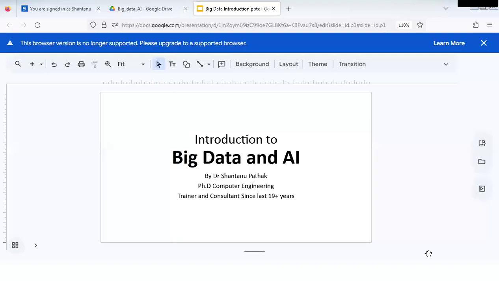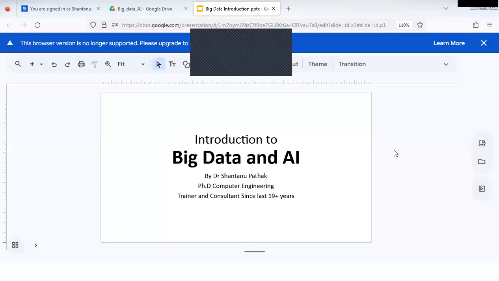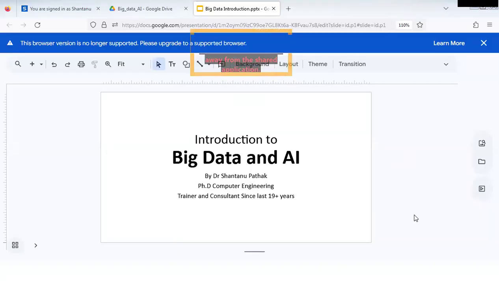Yes. So today we will be discussing big data and AI, a little bit of introduction, industry, what is the relevance and all that. And myself, Dr. Shantanu Pathak, I have done my PhD in computer engineering with specialization in machine learning. And I have 19 plus years of experience with various industries as a trainer and consultant. So it's very nice to see all of you here.